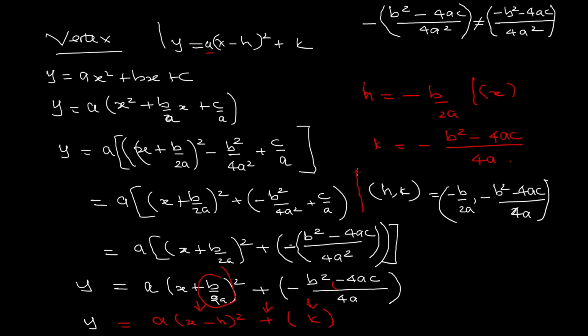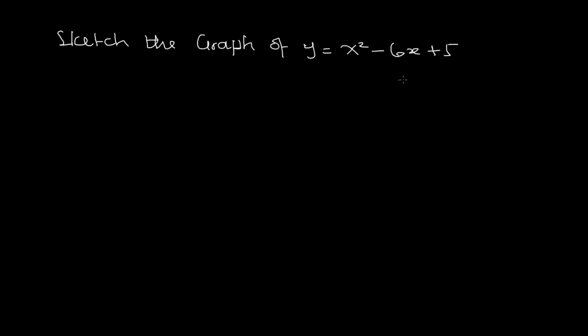So this is another of the formulas that we need to master. They've given us this equation and they're asking us to sketch the graph of this quadratic equation. Now we said that there are 4 steps. The first is to find the general direction of this graph.